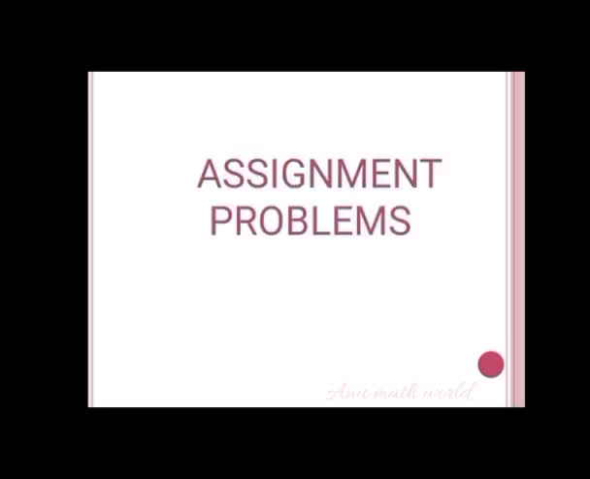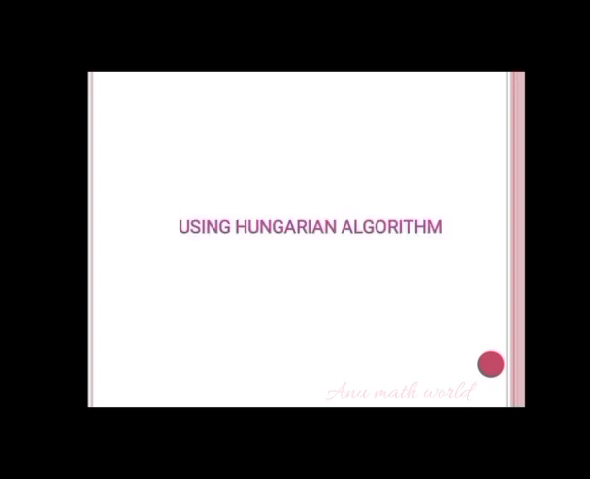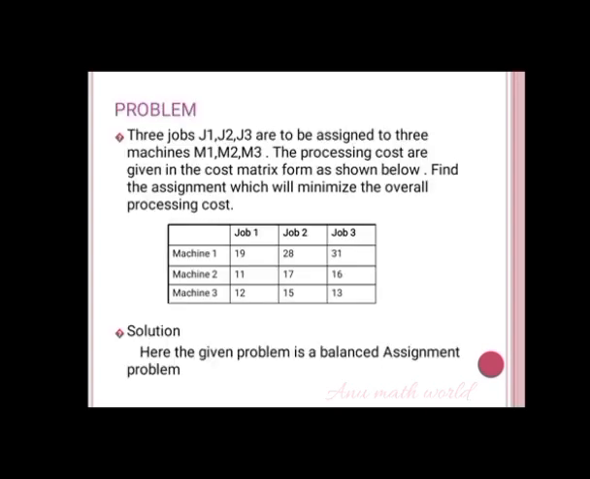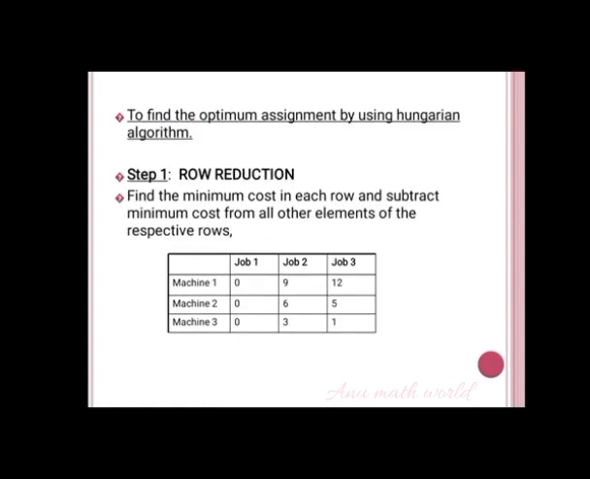Today I am going to talk about the topic assignment problems in operation research, and how to solve assignment problems using the Hungarian algorithm. Here, 3 jobs are assigned to 3 machines. We have to find the minimum processing cost. Here the problem is a balanced assignment problem because it is a 3x3 matrix. So it is a balanced assignment problem.